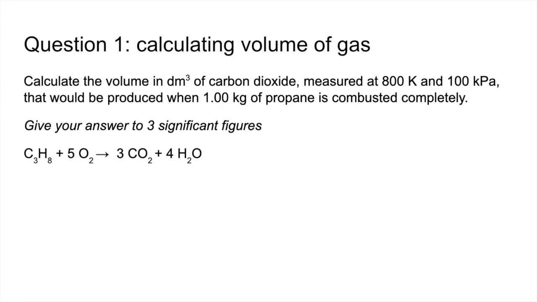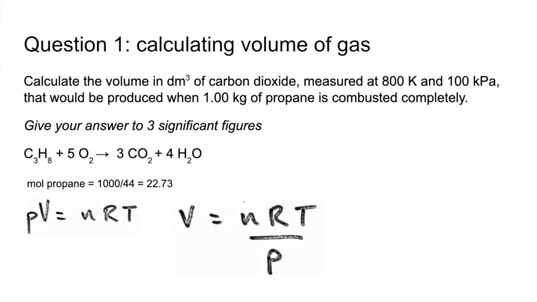In this one we're going to calculate the volume of gas. If you want to have a look at the information, pause the video and then play on when you're ready for the answer. So the first thing I've done is worked out the moles of propane. Just be careful, it's a kilo of propane, but we need to use grams to work out moles. So 1000 grams over the Mr of propane, which is 44, gives us 22.73 moles. Ideal gas equation, and then rearrange for V, and then we'll put the numbers in.